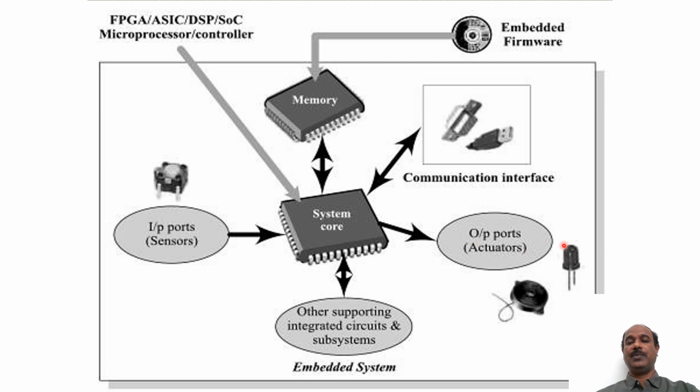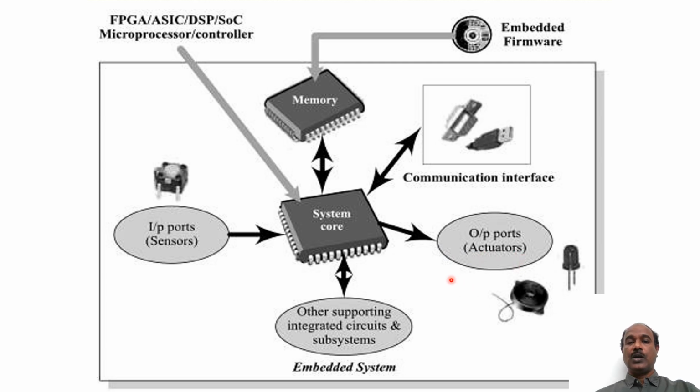For example, it may be an LED, or a speaker, or a 7-segment display, or it may be a motor that has to be turned on or off based on the output signal here. All those things we are going to connect here. Those are called actuators.